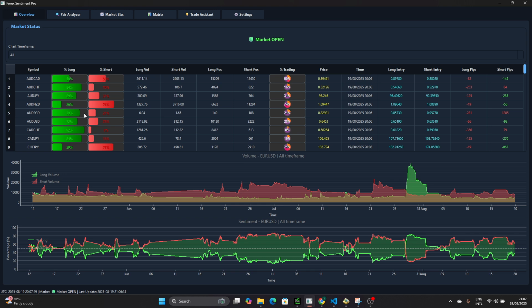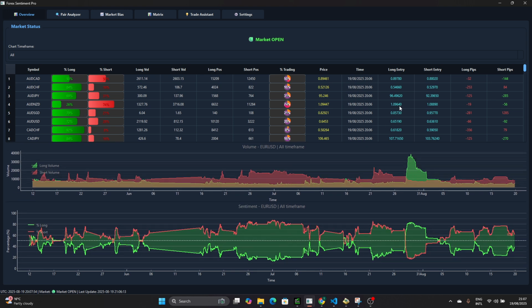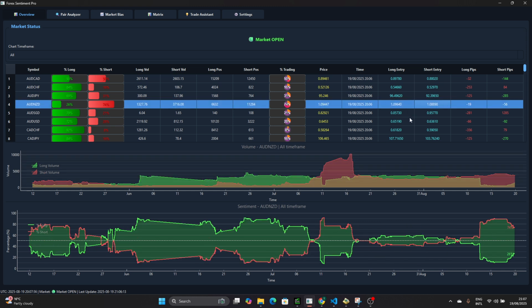That's all about this tab, the overview tab. Pay attention to these numbers here and focus on the high levels of long and short volumes. That's it for this video.